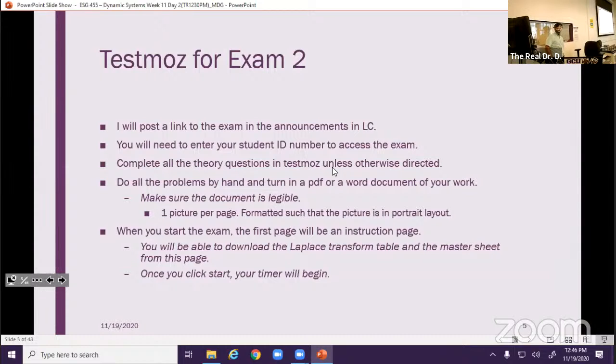When you start the exam, the first page is the instruction page, right? On the instruction page, if you do not have your master sheet or a Laplace transform table, like the one that I put in the announcements, already printed out, you'll be able to click on a link that will automatically download the Word docs for you right then and there, and then you can open them on your computer. If you already have one printed out and you don't want to use the electronic version, that's fine, as long as yours doesn't have any notes written. Okay? Good. Once you click start, your timer starts.